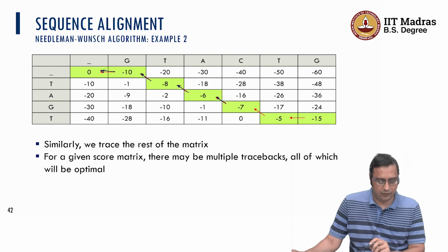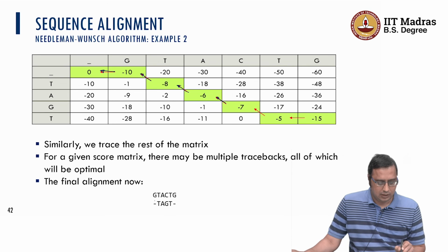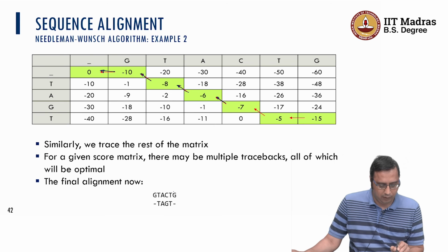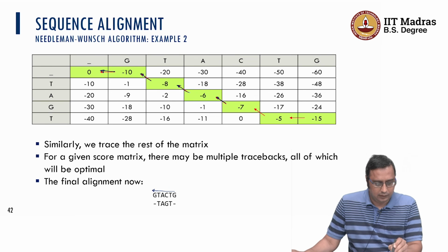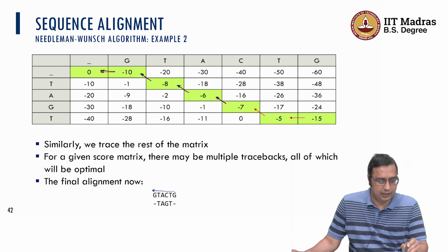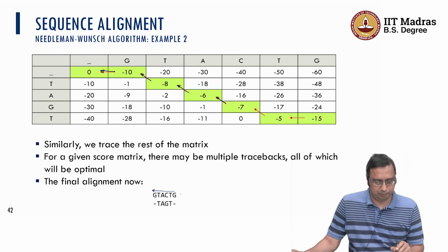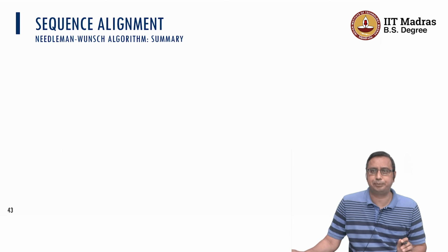And the optimal alignment we are getting here is GTACTG, gap, TAGT, gap. So we have moved in this direction, and you can see that C is aligned with G, A aligned with A, T aligned with T, and G aligns with the gap. And also remember that multiple tracebacks are possible. In these examples, we have not seen those kinds of tracebacks at all. We have seen multiple possibilities of arrows, but not tracebacks. But in practice, it is possible to have multiple tracebacks.